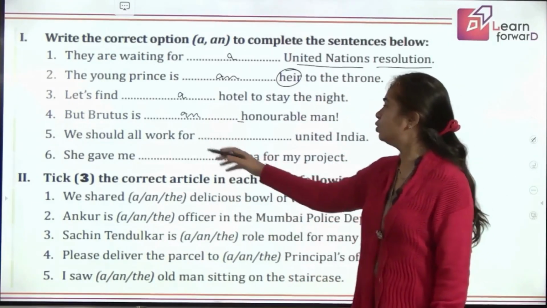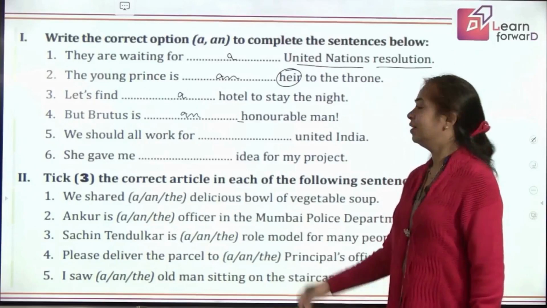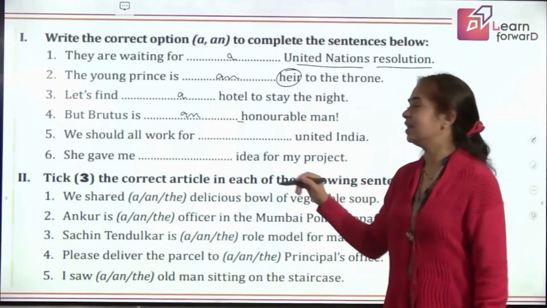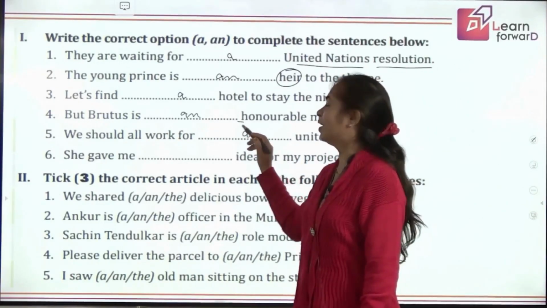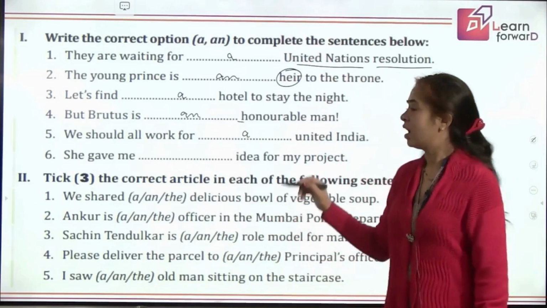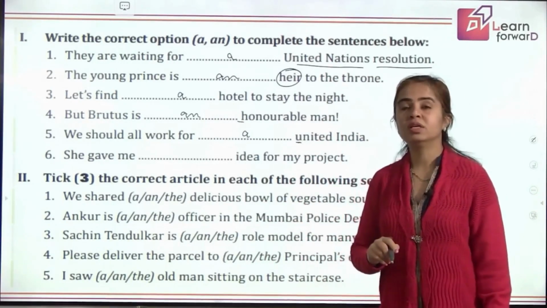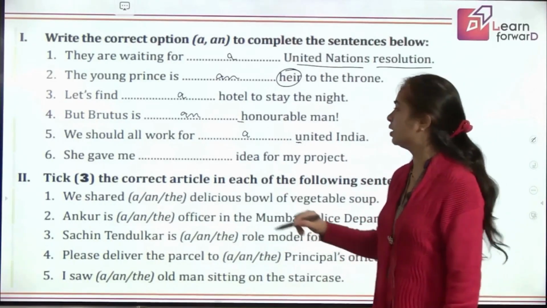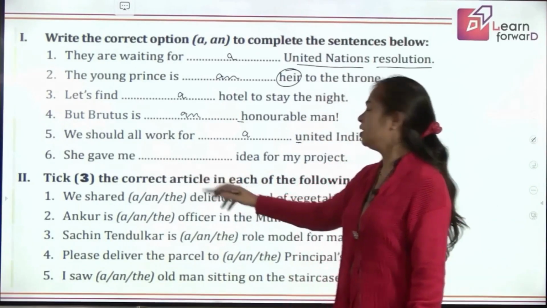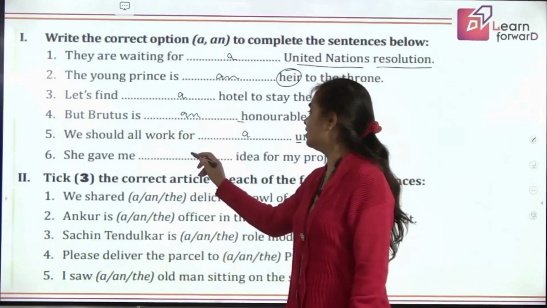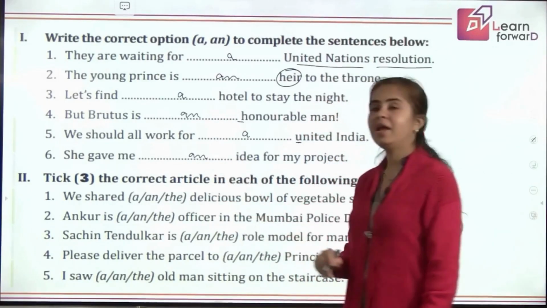Next, we should all work for a United India. For a United India, we are using "a" because of the sound. It is a "yoo" sound, the consonant sound. She gave me, yes, that's an idea for my project.